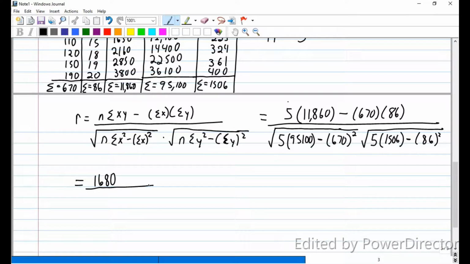Divided by, now what I would do is work out what's under the first radical and then work out what's under the second radical. Now we cannot get a negative number under the radical. So if something happens and you get a negative number under the radical, you messed up.